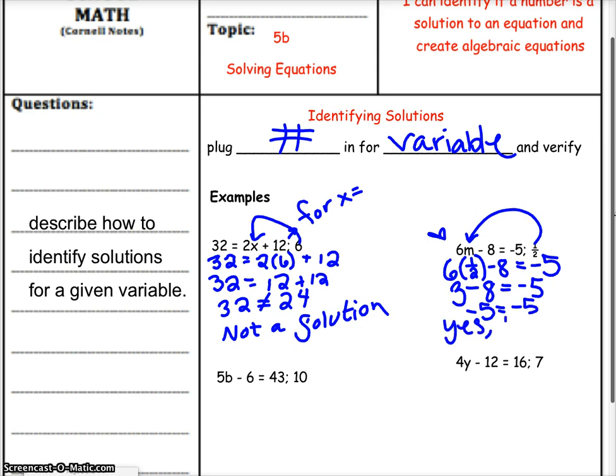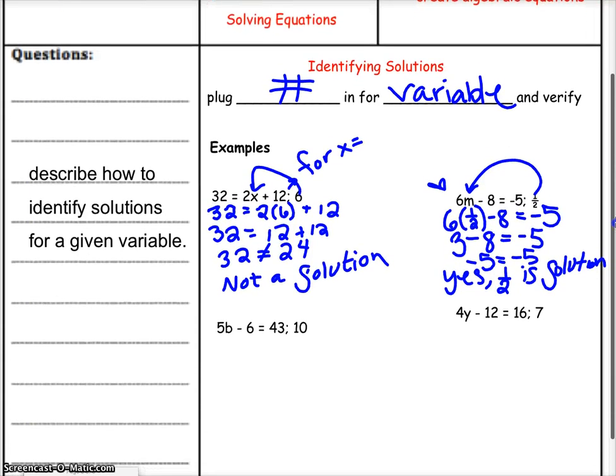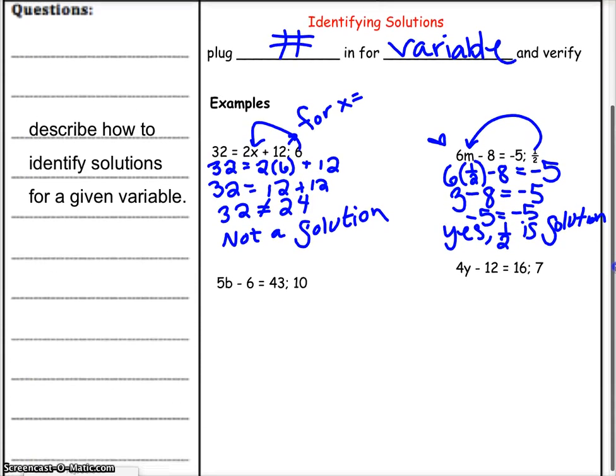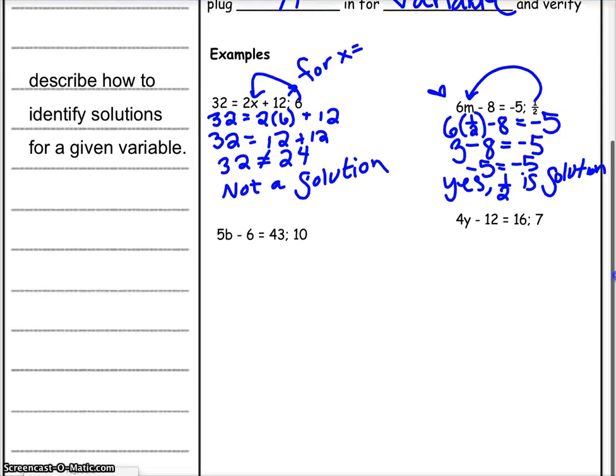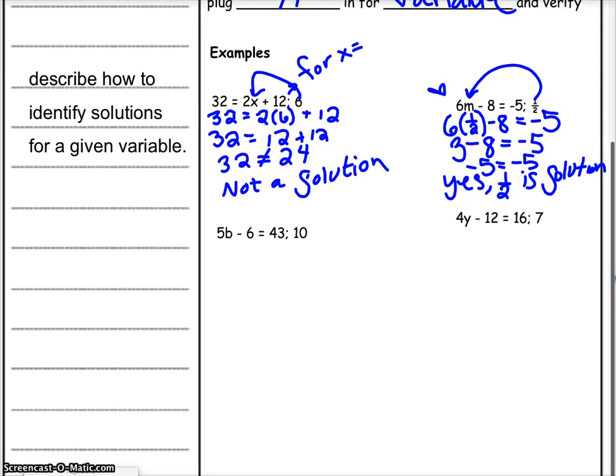Yes, one half is a solution. You don't have to be that fancy. I really am not that picky of a teacher, but that's really what we're determining: is the number a solution? Yes, one half is a solution. Michael, could you just put true as well? Yep, all equivalent. Okay, 5b minus 6 equals 43, semicolon 10.